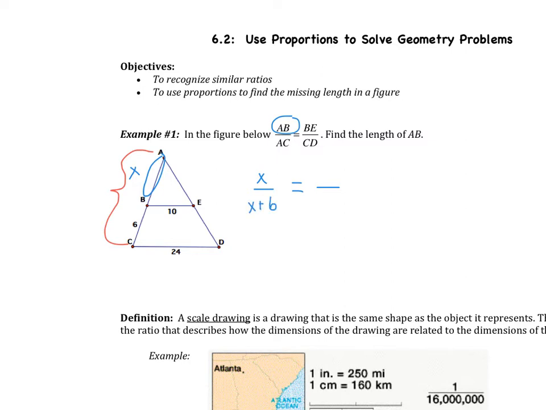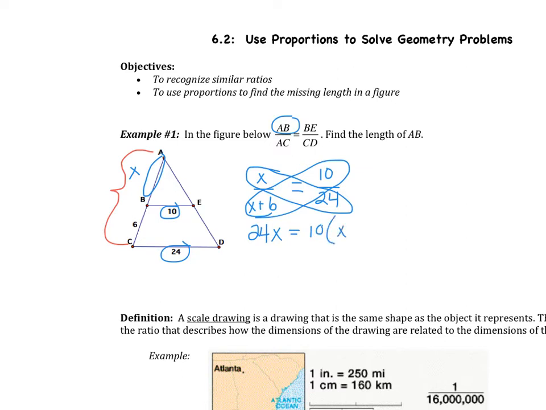Okay, on the right side of this proportion, BE is 10, so I'm going to put 10 in the numerator, and then 24 is what CD is, so I put a 24 in the denominator. All right, as with all proportions, I am now going to cross multiply. So X times 24 is 24X equals, when I find the cross multiplication there, I have to make sure that I put parentheses, otherwise you won't get the right answer. You have to multiply both pieces of the denominator by 10. So you get 24X equals, on the right side, 10X plus 60.